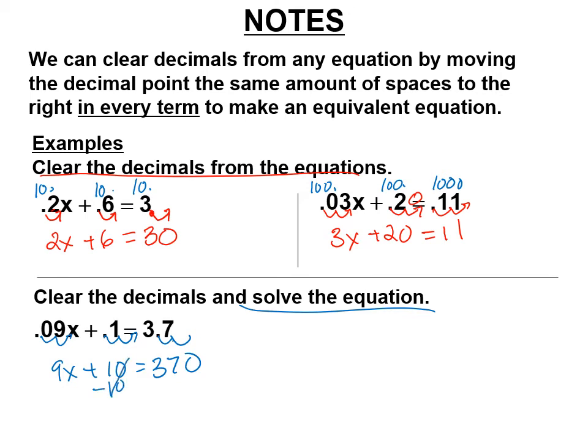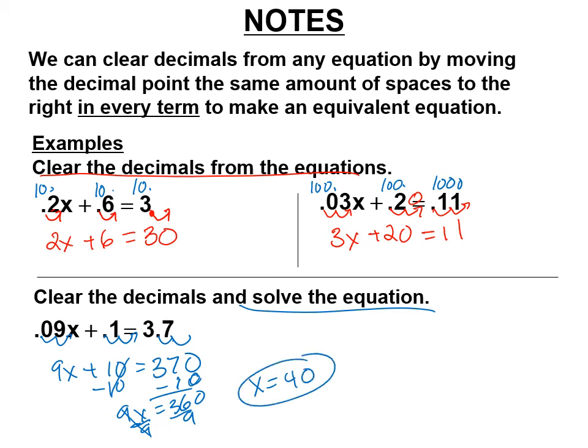So then we're subtracting 10 from both sides. That's subtracting 10, not adding. And 9x equals 360. Divide both sides by 9. I'm running out of room. And x equals 40. Yeah.